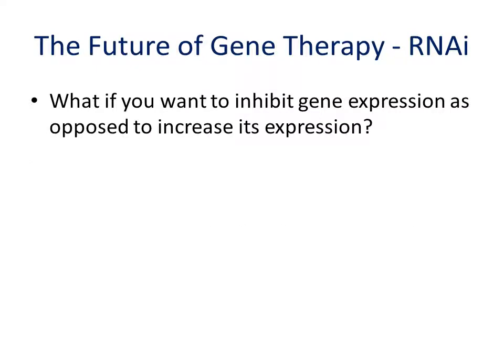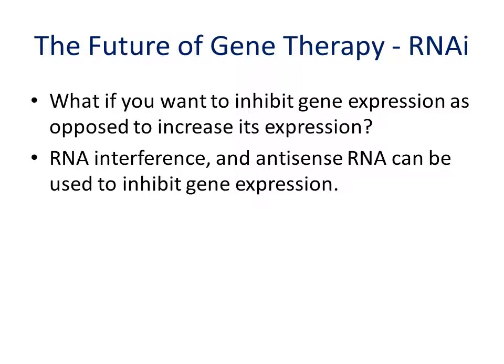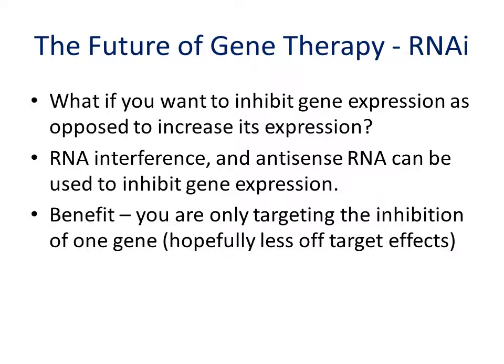With regards to gene therapy, it's an appropriate method if what you want to do is to introduce a functional form of the gene. But what if what you want to do is actually to inhibit gene expression as opposed to increasing its expression? Well, RNAi or RNA interference is a possible option for those who are overexpressing a gene and you want to inhibit that expression. RNAi as well as antisense RNA can be used to inhibit gene expression.